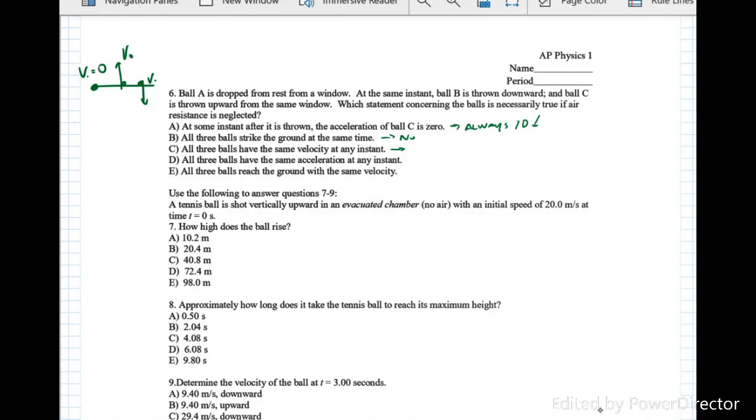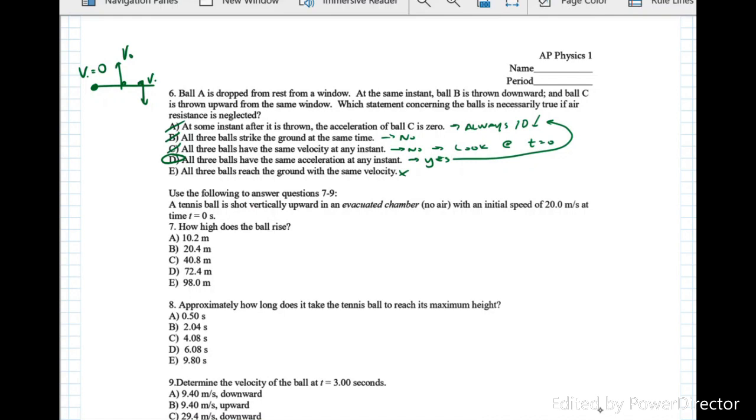All 3 balls have the same velocity at any instant. Well, if we look at this first instant, they all 3 have different velocities. That's false. All 3 balls have the same acceleration at any instant? Absolutely. All 3 balls at any instant are projectiles, and so they have the acceleration of 10 meters per second squared down. They don't reach the ground with the same velocity. So the answer to that is D.